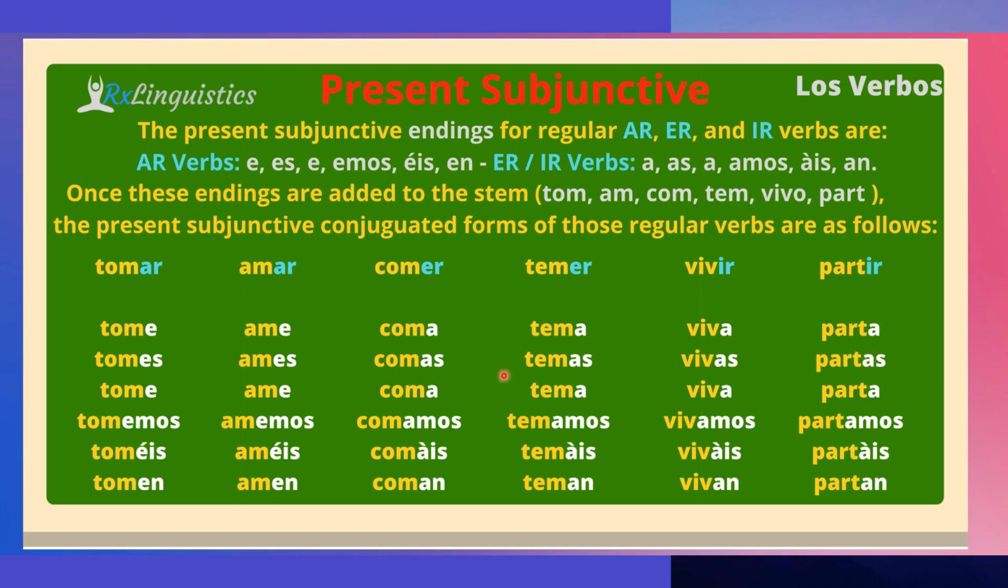Okay. So you drop the O first to start with. And so all the rest I'm talking about has to do with from the second person on. So here you have ES, AR verb takes on ES, ES, EMOS, ÉIS, EN. And ER and IR verb takes on AS, A, AMOS, ÁIS, AN. So that's why they call it you revert.